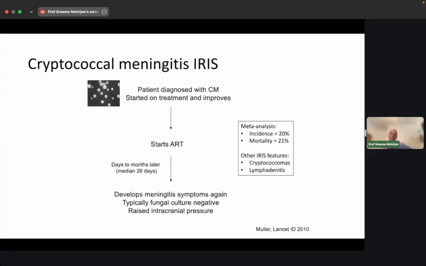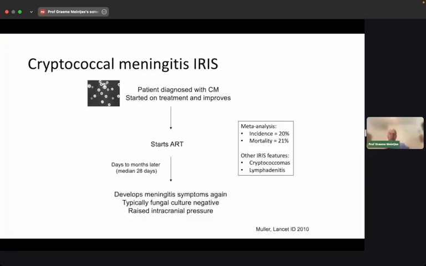And then just to expand on cryptococcal meningitis IRIS, similar time course to TB IRIS. So these are typically patients diagnosed with cryptococcal meningitis. They started an antifungal treatment. Their headaches improve. They then start ART. And days to months later, median of 4 weeks, they develop meningitis symptoms again.